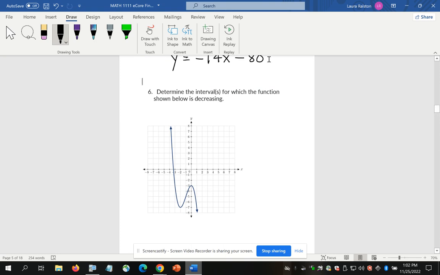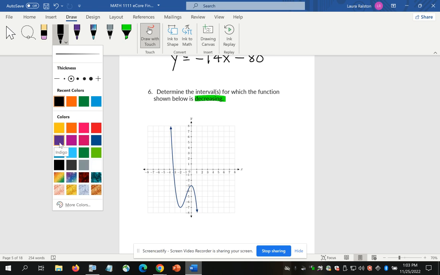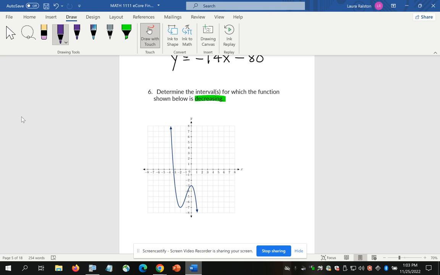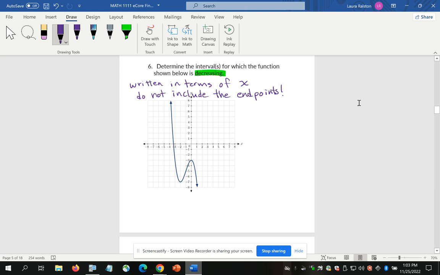Okay, question 6 says to determine the intervals for which the function shown below is decreasing. Okay, again, it's important that you pay attention to the instructions, and it's also important to remember that the interval is written in terms of x, and you do not include the endpoints. Now it doesn't indicate here, but I believe, if I remember correctly, on the quiz itself, the answers are written in interval notation. Okay, so we'll write them in interval notation.